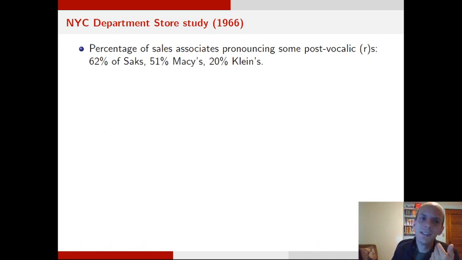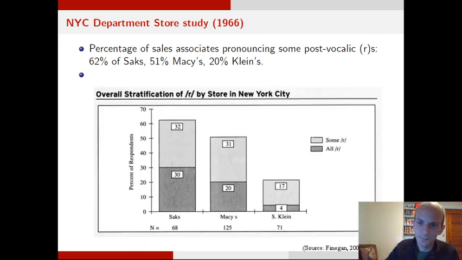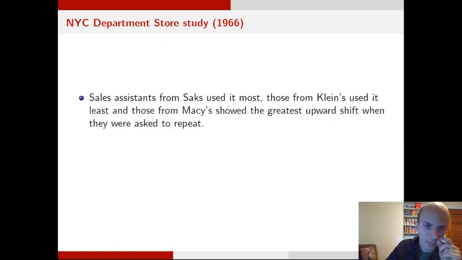Is that what he predicted? Absolutely, right? Here, the higher prestige socioeconomic class is aligning with the higher prestige linguistic variant. R fullness in Saks, R lessness in Klein's. It was exactly what confirmed his hypothesis, so to speak. It confirmed his hypothesis.